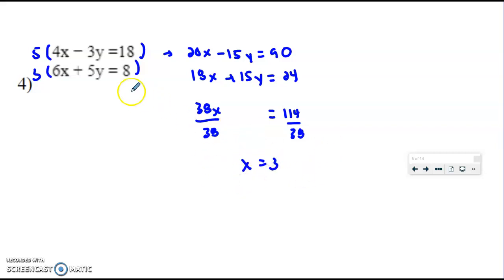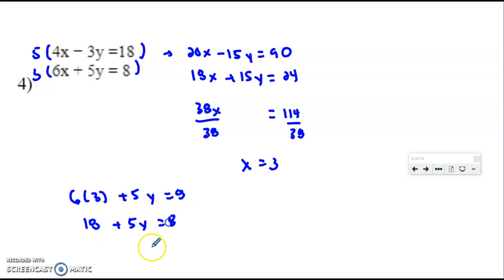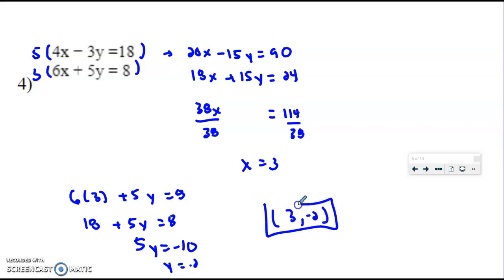So if I know what x is, then I can find out what y is. So I can do 6 times 3 plus 5 times y equals 8. So I have 18 plus 5y equals 8. So I got 5y equals negative 10. So you get y to be negative 2. So my solution is 3, negative 2. Okay? All right. Now I could have done it the other way, and I would have gotten the same thing.